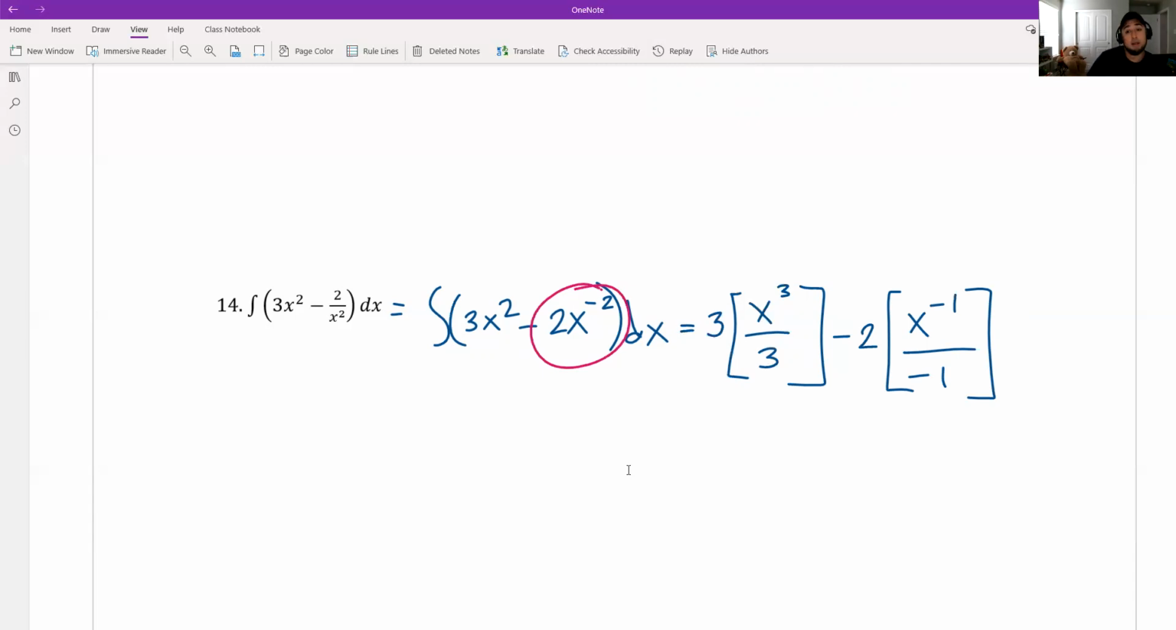Okay. So, cleanup time. Guess what? This 3, that 3, cancel. We're left with x cubed. And now, this negative and that negative, negative over negative, will become positive. And what you're left with is 2x to the negative 1. And we're done. Just don't forget to add C. And no need to rewrite this one.